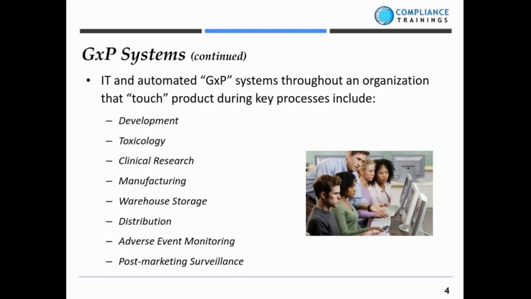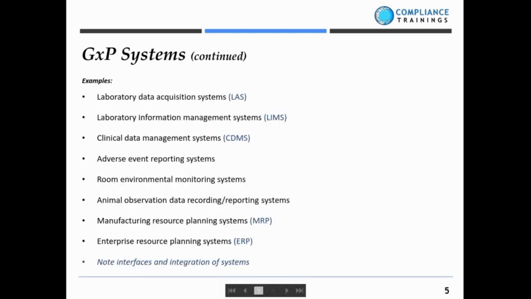Now you'll find these GXP systems throughout your organization because they touch product during key processes. They actually have an impact on how you're handling your product or testing your product or making your product. And these are in your areas such as development, toxicology, clinical research, manufacturing, warehouse storage, distribution, adverse event monitoring after products are on the market, post-marketing surveillance. All of these are examples of areas and processes related to them where you'll find GXP systems. But of course, the list is much larger for any organization.